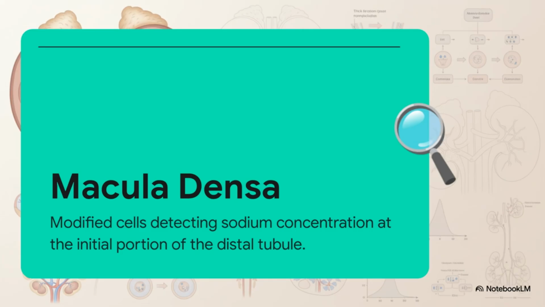As the initial portion of the distal tubule loops back around, it nestles perfectly right between the afferent and efferent arterioles of its own parent glomerulus. At this exact physical contact point, the tubular epithelial cells are histologically modified to form what we call the macula densa. This strategic anatomical placement is exactly what allows the macula densa to sort of taste and monitor the sodium concentration of the filtrate right before it leaves the main processing line.